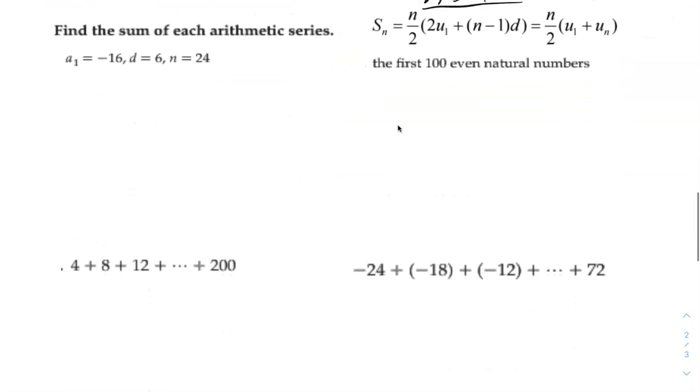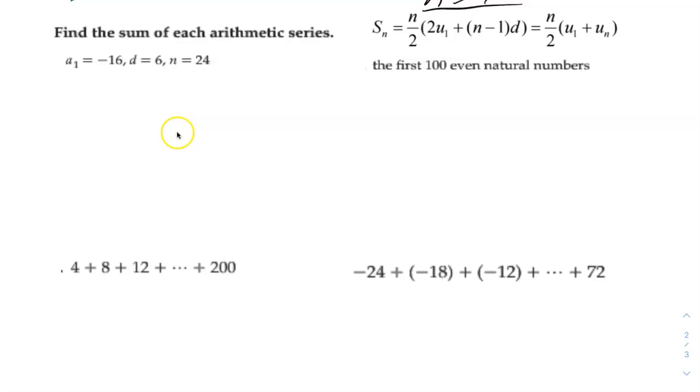Now let's find the sum. So they want me to find the sum of each arithmetic sequence. On this one, they tell me the first term is negative 16, the common difference is 6, and I want to find the sum of 24 terms. Now, a lot of people like to use this formula. There's one catch here, though. n is 24, that's good.